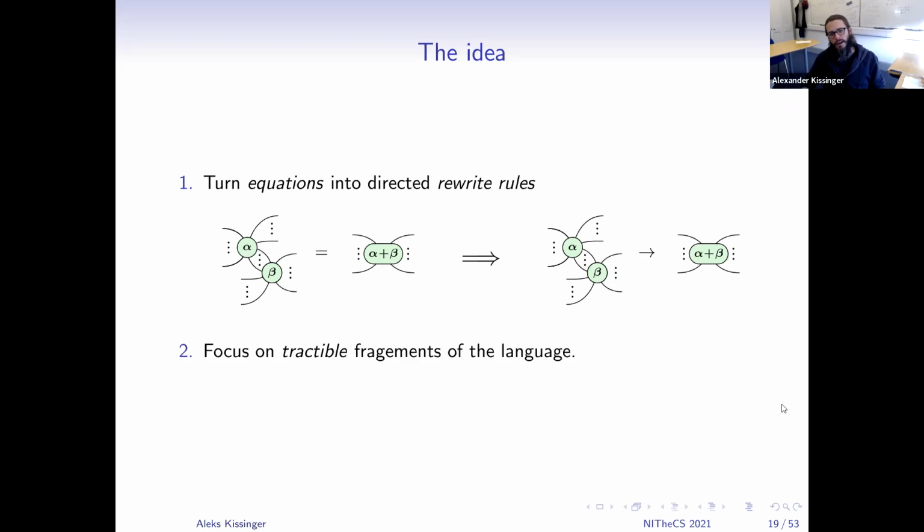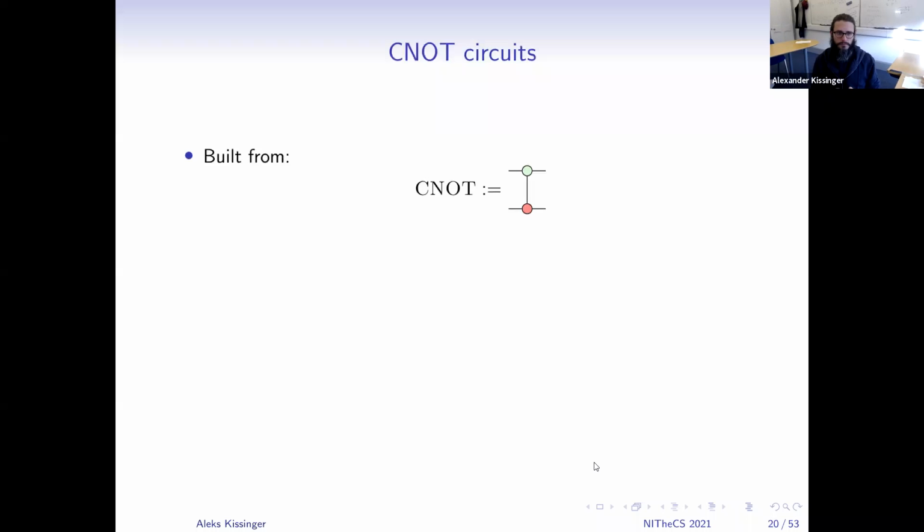And then after turning things into rewrite rules, you also focus on tractable fragments of the language. So you think about designing sets of rules for fragments of the language where it's going to give you a lot of traction. The two examples of tractable fragments that have been most useful to study so far are, well, a very simple one is Xenon circuits. These are built from a single kind of gate, which is called a control not gate, which as a ZX diagram looks like this, just a green dot connected to a red dot.